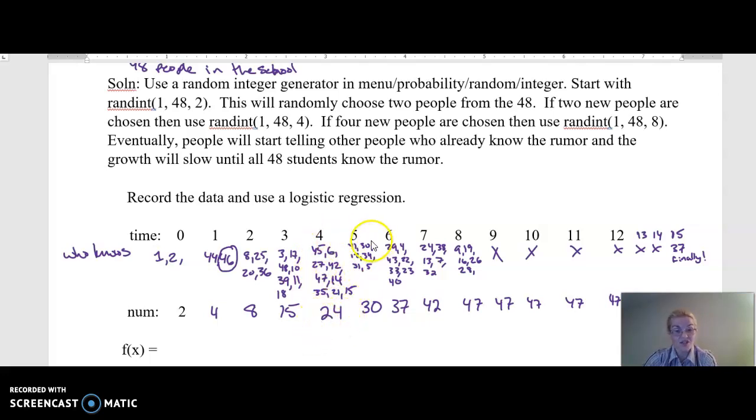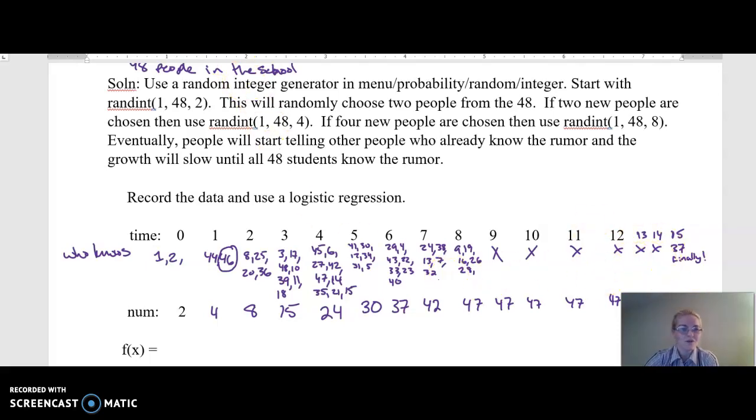And then I continued and went and went. And then finally 47 people knew. And I'm like, oh, the next time that last person will be told. But no, it took 7 more times until person 37 finally was told the rumor. Like, this is the person who would say, no one ever tells me anything. And he'd be right.